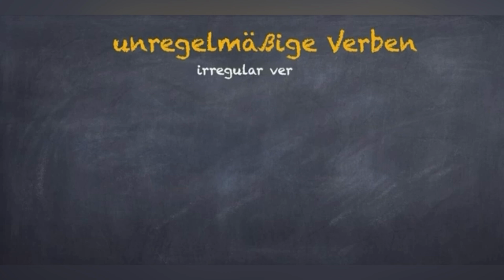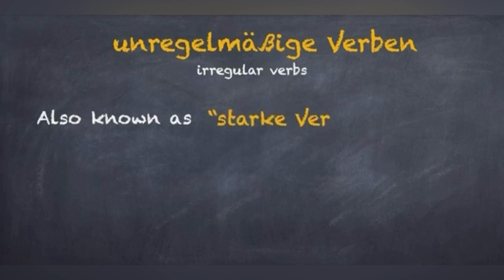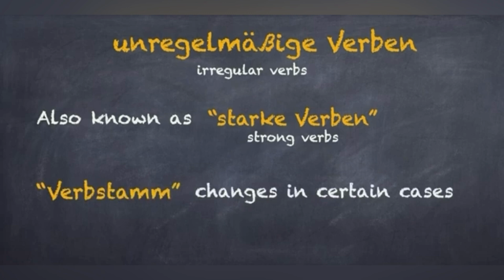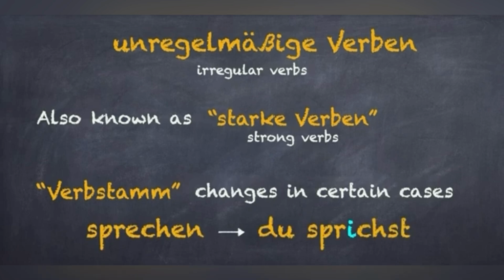However, in the case of unregelmäßige Verben, also known as starke Verben, the conjugated verb takes the verb stem or the Verbstamm, which changes in certain cases. Let's take the verb sprechen. The Verbstamm is sprech and the ending of the infinitive verb is en. When we conjugate this verb, the Verbstamm changes and the ending is added according to the subject. That is, in this case, du is the subject. The conjugated verb will be sprichst.